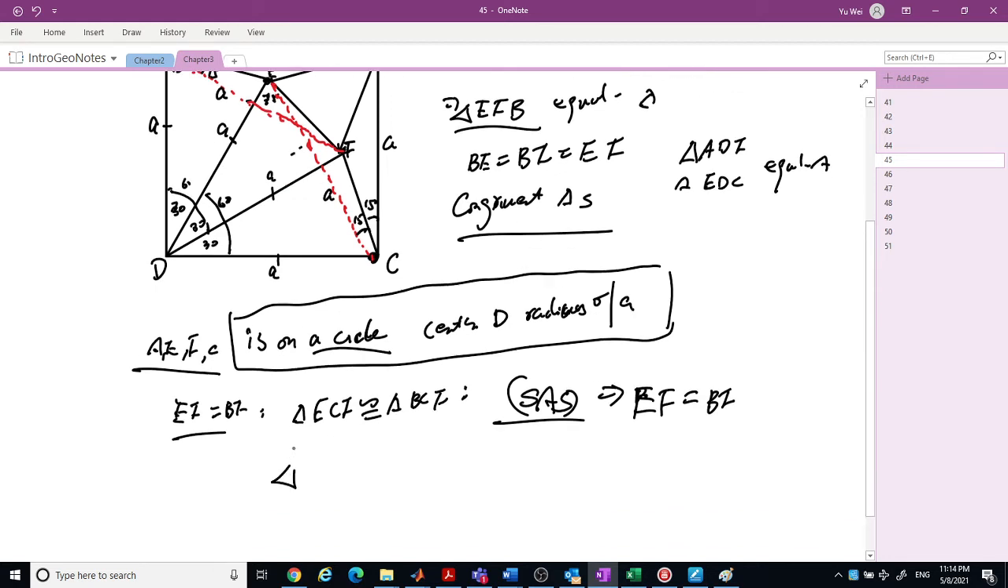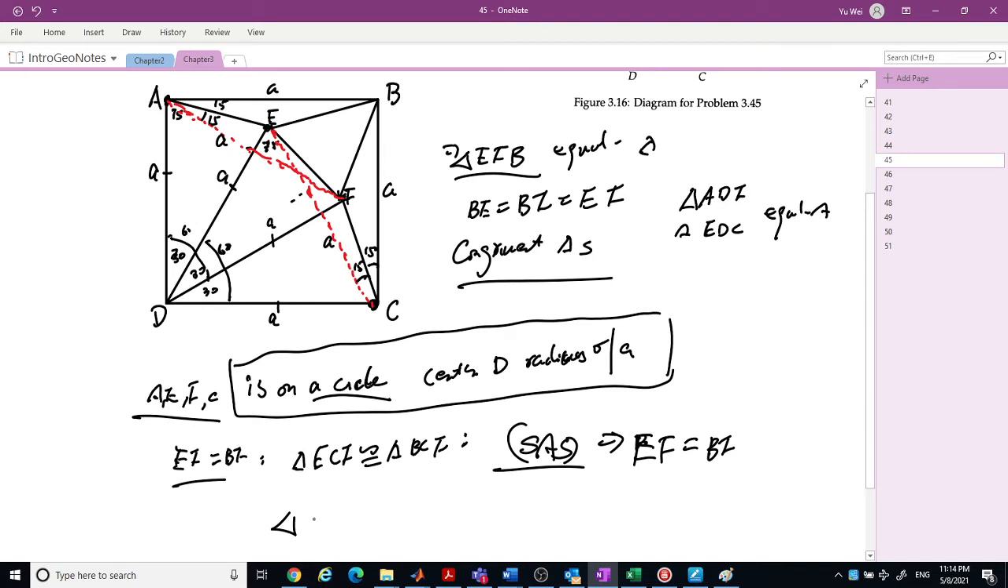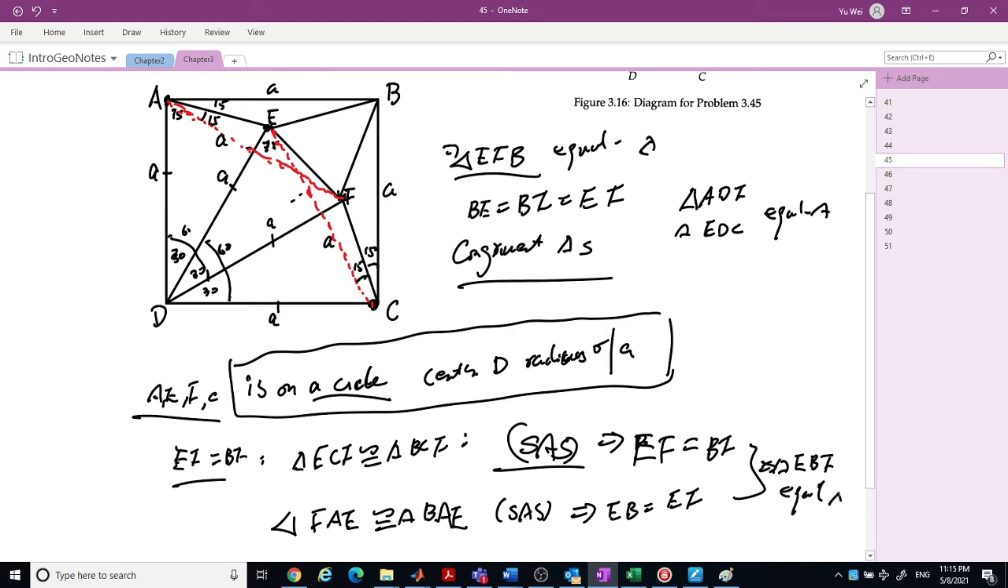On the other way, you can do this one: triangle FAE congruent to triangle BAE. So it's still SAS. You can see EB equals EF, right? So here you can see triangle EBF is equilateral. Okay, that's it. Next.